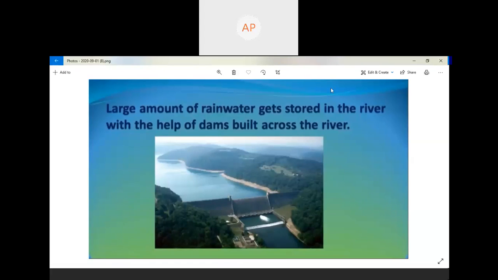So a large amount of rainwater gets collected in the river with the help of dams, which are built across the river. Yes, at home, how do we store the rainwater? Yes, good, Sahid. Rainwater harvesting. So each and every house is built with rainwater harvesting to store the rainwater. Yes. Okay. So what is a dam?